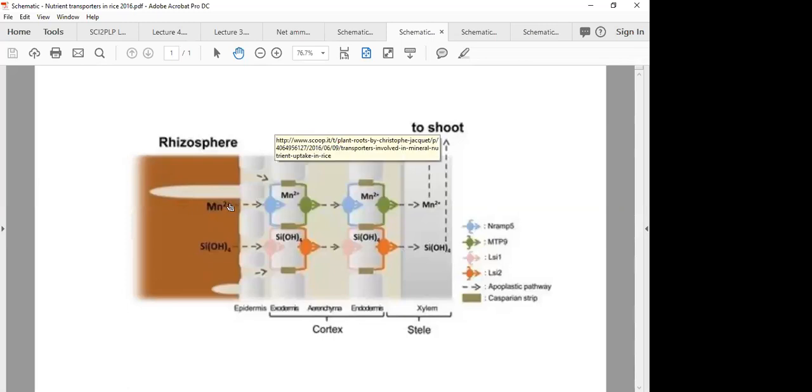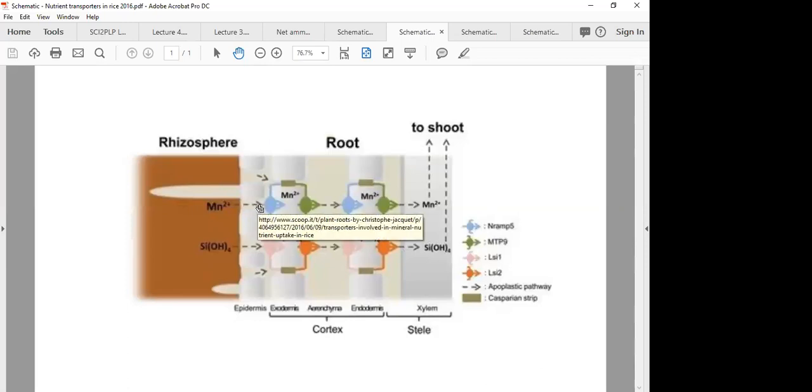And you can see that here. So here you've got manganese, for example, that's coming in through the apoplast, in between cells or through cell walls, but it needs to actually come in through a transport protein to get into the actual cell itself, into the cytoplasm of the cell.